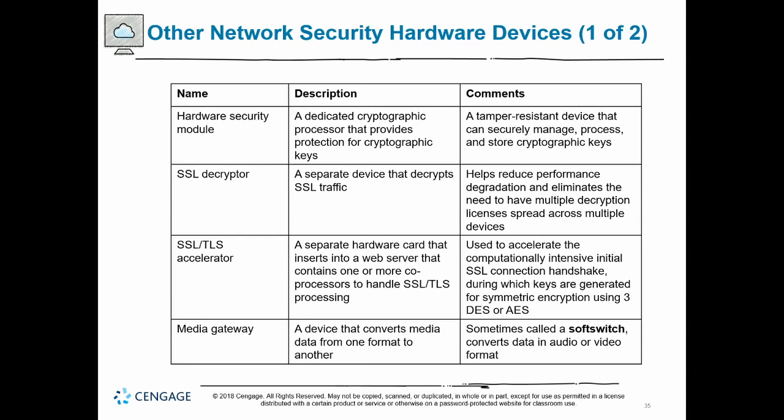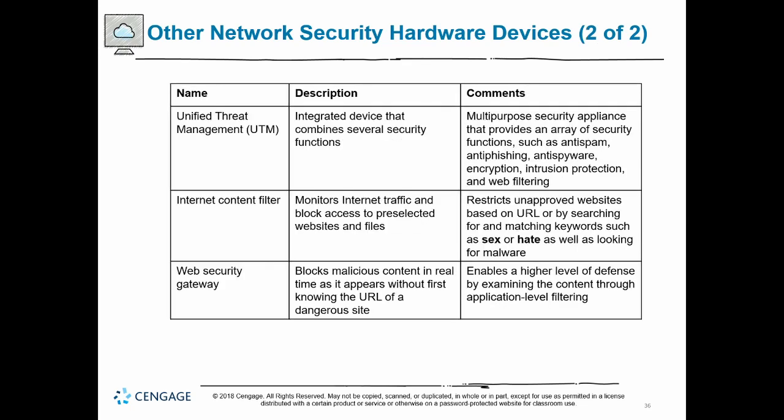So other network security hardware devices: we have a hardware security module, which is a detailed cryptographic processor that provides protection for cryptographic keys. An SSL decryptor, a separate device that decrypts SSL traffic. Usually nowadays they're on the firewall itself. An SSL/TLS accelerator, a separate hardware card that inserts into a web server that contains one or more coprocessors to handle SSL/TLS traffic processing. Media gateway, a device that converts media data from one format to another.